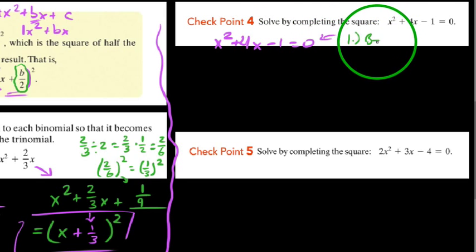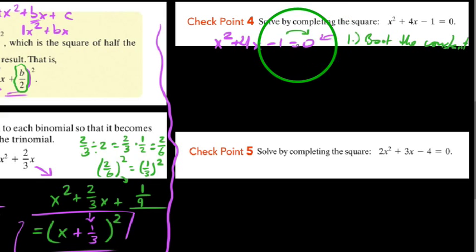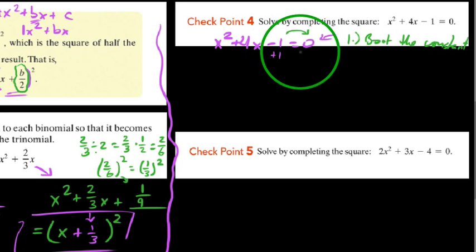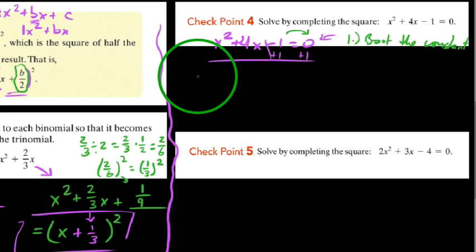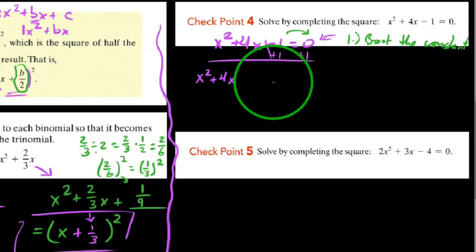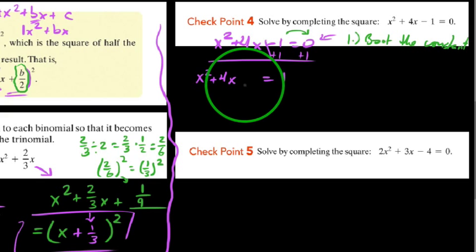We say boot the constant. So here's the deal. The very first thing we're going to do is rewrite this in this form x squared plus bx on the left. So when I add 1 to both sides, we get x squared plus, in this case, 4x, which is our b term here, and this is going to be equal to 1. Now you notice I left myself a little space here because what I'm really going to ask is this. What could I put right here to make this a perfect square trinomial?